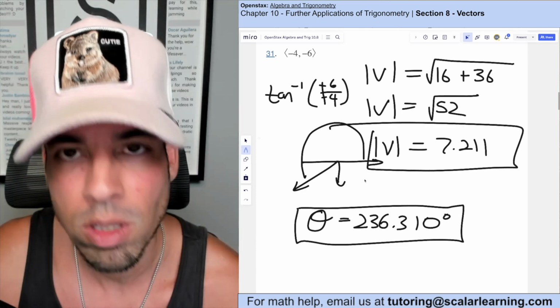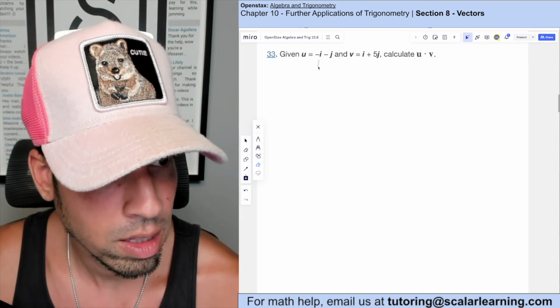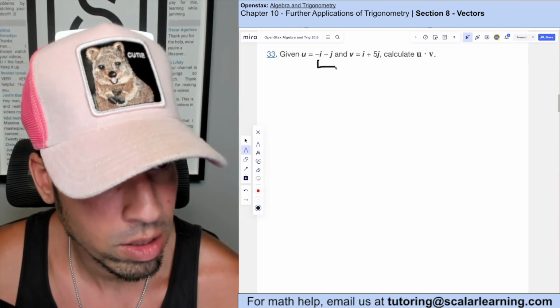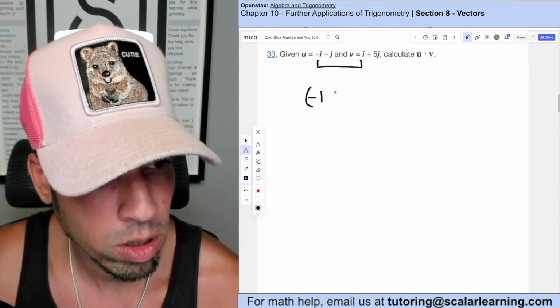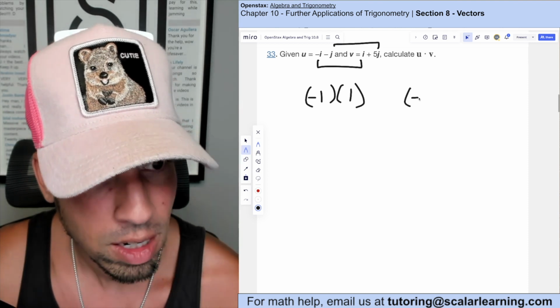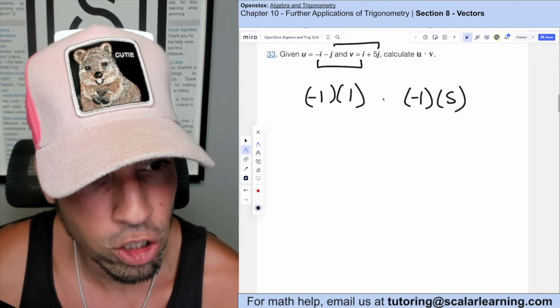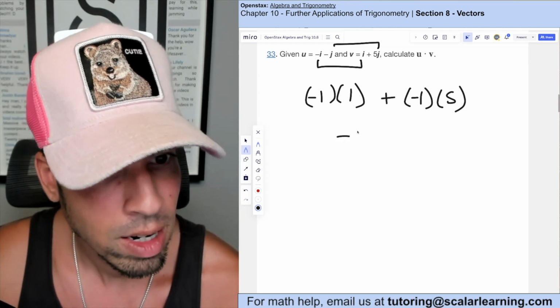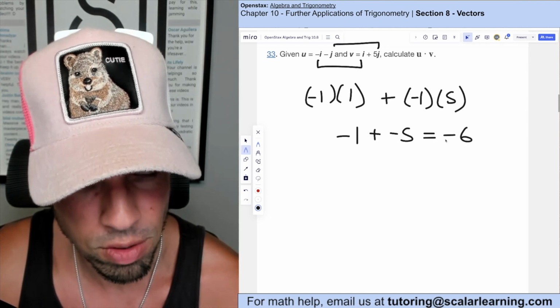There's the magnitude, done. Here we're doing a dot product, and what you do with the dot product is multiply the terms that are linked up. The two i coefficients are going to multiply, so that's -1 times +1, and then the two j coefficients, that's -1 and 5. Those are multiplied, and then the products are added together. So we get -1 plus -5, which gives -6 for the dot product.